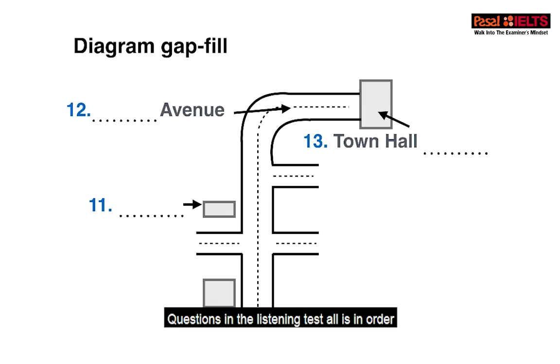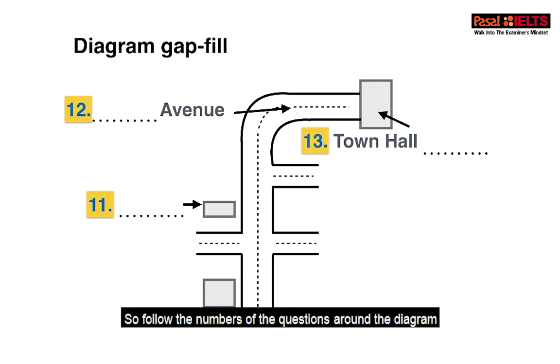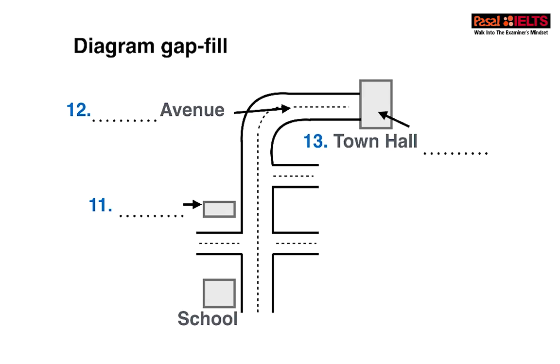Questions in the listening test always go in order, so we know that the recording will start with question 11. You'll hear that first, and then you'll hear the answer to number 12, and then number 13. So follow the numbers of the questions around the diagram. That's the order that the speaker will describe the diagram in. Let's listen now. I'm going to read the transcript and you'll hear the answers, put them in the gaps. In this case, you can only use one word in each gap.